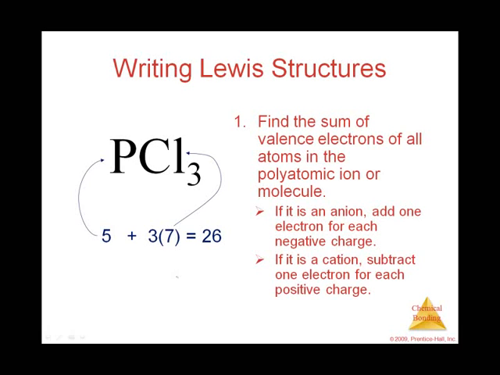If this is an ion, let's say it's a sulfate ion, which has a -2 charge, I'd add 2 more electrons. If it's an ammonium ion, which has a positive charge, it means it's lost an electron, and I would subtract 1 electron from the tally. Okay.